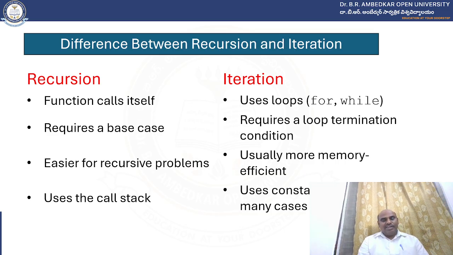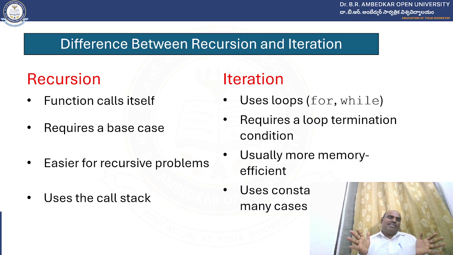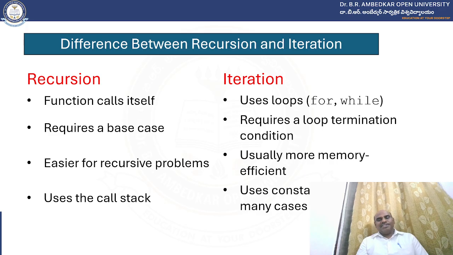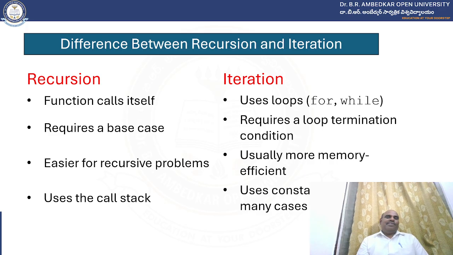Recursion uses the call stack. The call stack is maintained. Iteration uses constant memory in many cases. Stack is used in recursion, while constant memory is used in iteration. So these are the basic main differences between recursion and iteration. So I think it's clear.